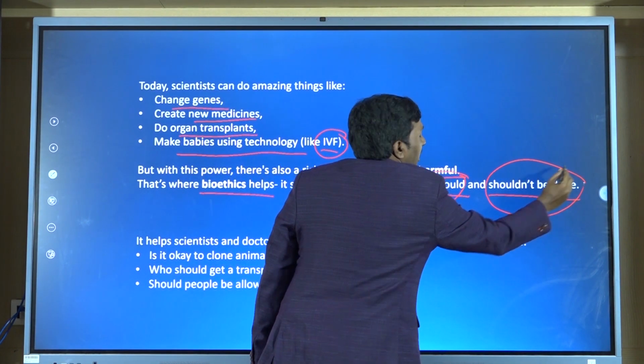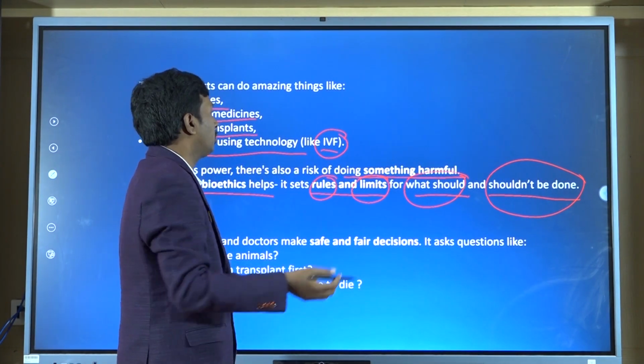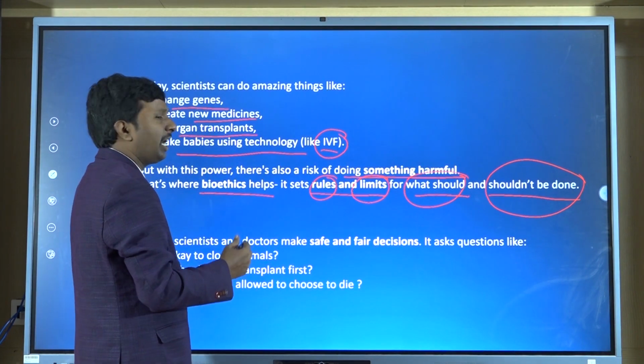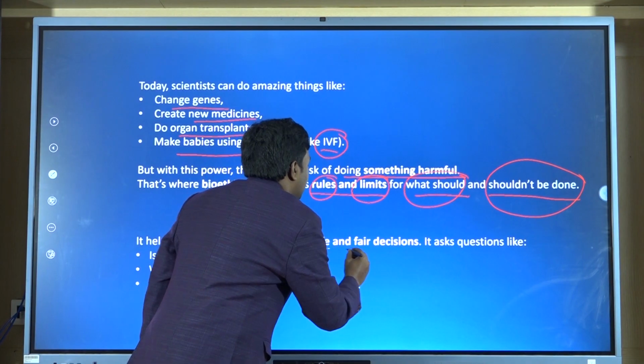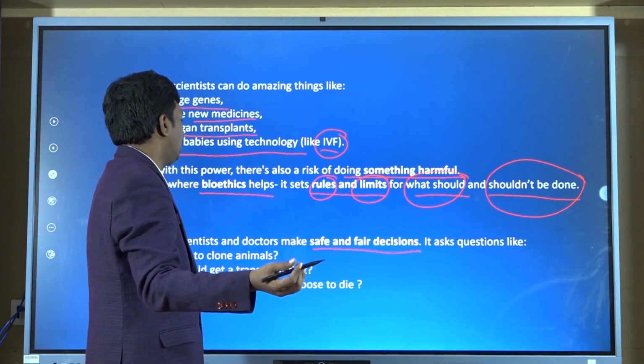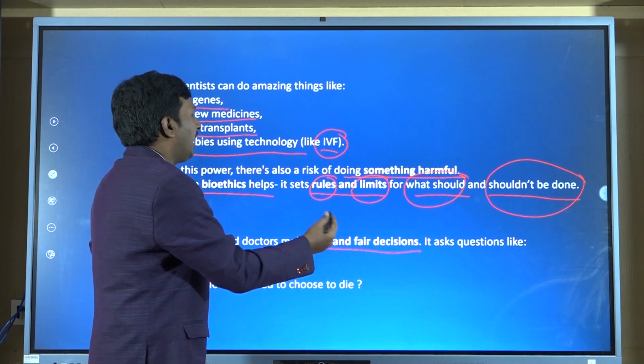When we are working with science and technology, like medicine or biology, we should follow all the rules. It also helps scientists and doctors make safe and fair decisions. For example, if you are a doctor or a scientist, you have to take safe and fair decisions.